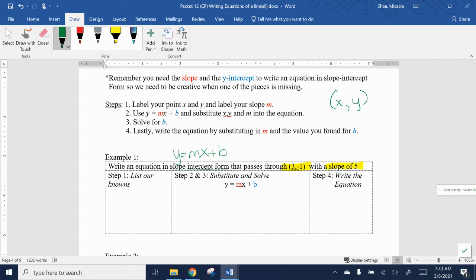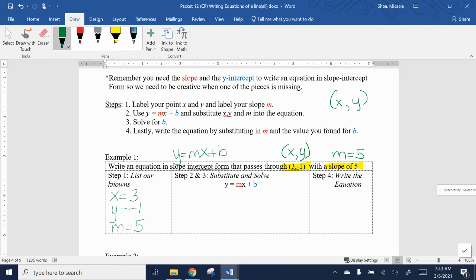So what does that mean? Well, that point, that x comma y, means that we have an x value and a y value. And then remember, we use the letter m to represent slope. So if I have an x value, a y value, and a slope, I'm going to list what I know. I know that x is equal to 3. I know that y equals -1, and I know that m is equal to 5. Just pulling information out of what they gave us.